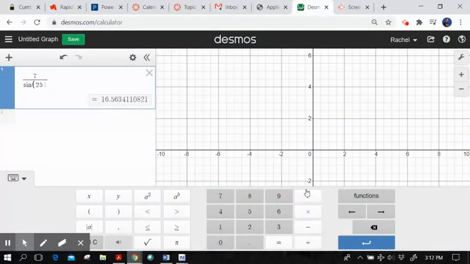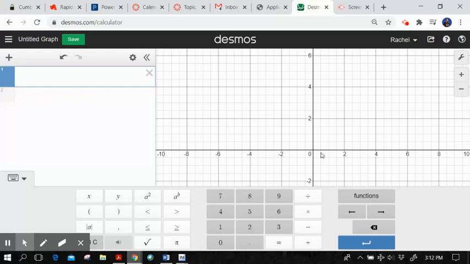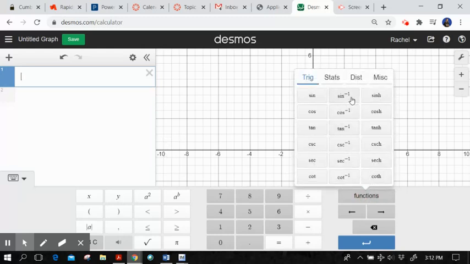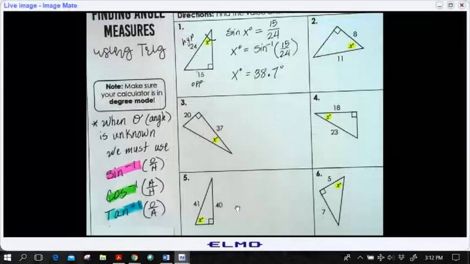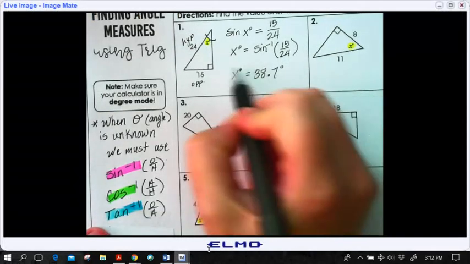Let's go to my internet. Here it is. So now what I'm going to type is go to my function, and you see sine to the -1. And now I will type my 15 divided by 24, and my answer pops right up there for me. 38.68 is the same as 38.7, and that is degrees because it is an angle measure. So I went ahead and I put my answer right here.